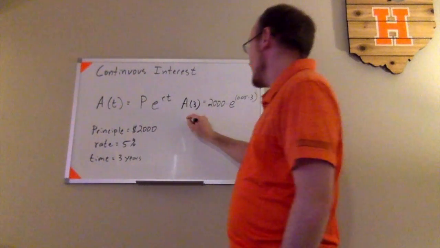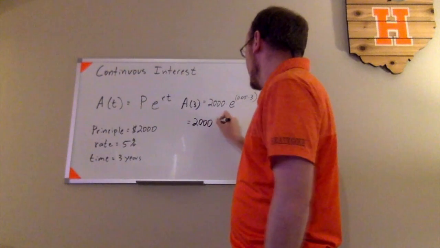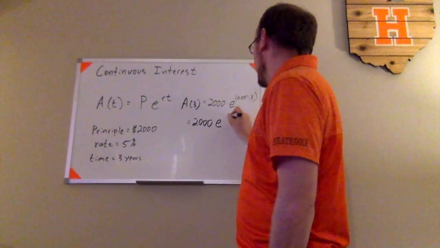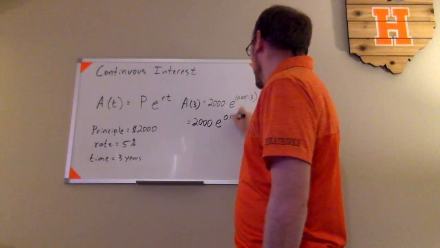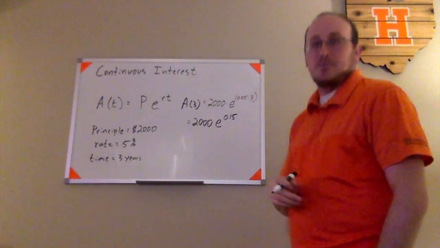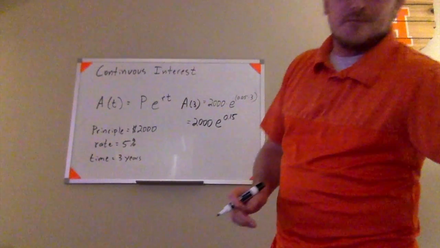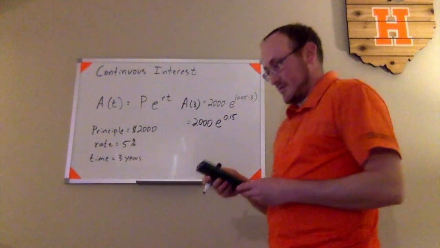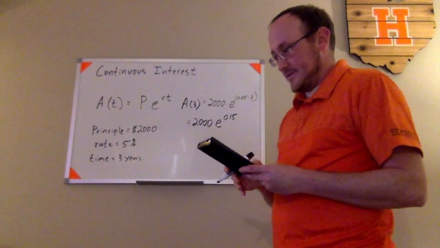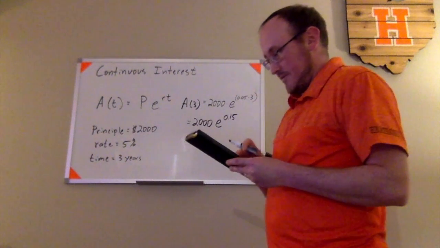So simplifying this a bit, I need to compute 2,000 times e to the 0.15 power. I went ahead and did the multiplication right there. 3 times 0.05 would give me 0.15. So now I'm going to go ahead and go to my calculator. I'm going to compute that. I'm going to do 2,000 times e to the 0.15 power.